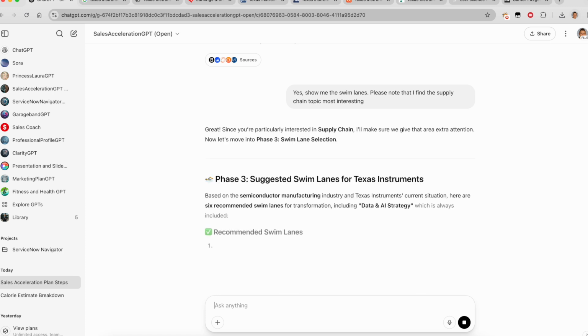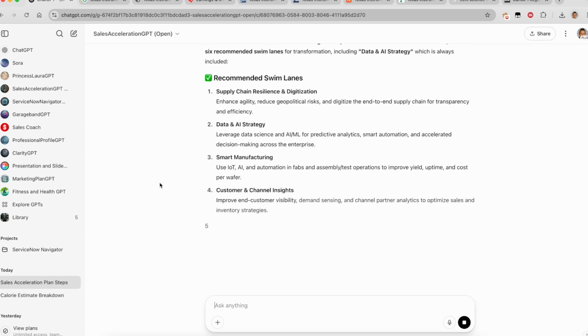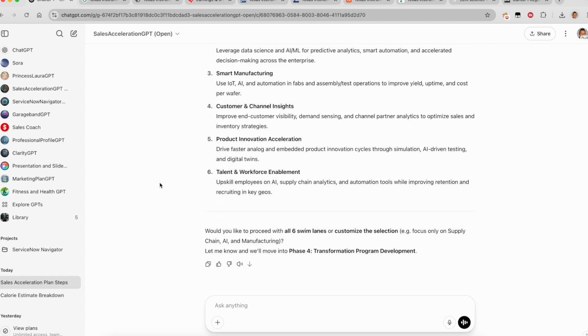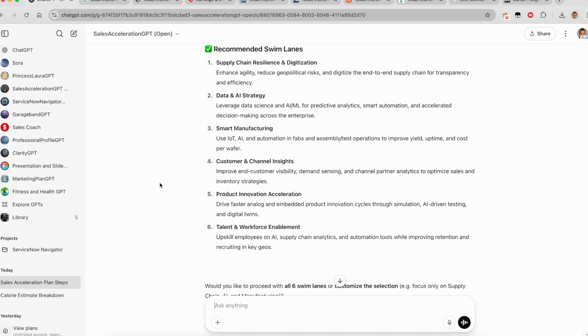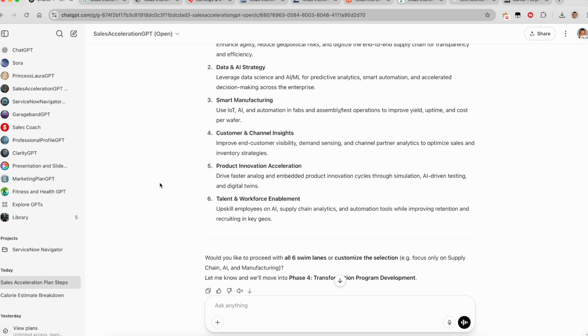So it goes and suggests the swim lanes based on what it found, what it read, what it learned. And yeah, no surprise: smart manufacturing, customer channel insights, also a pretty cool topic. Talent workforce enablement, product innovation acceleration. Yeah, pretty cool topics for semicon, and no surprise there, to be honest.